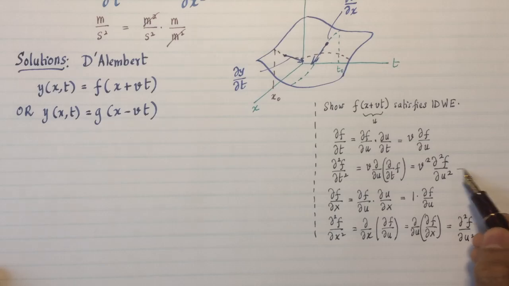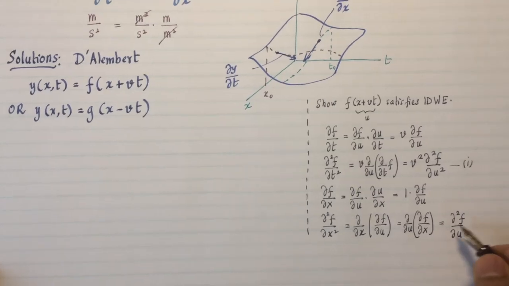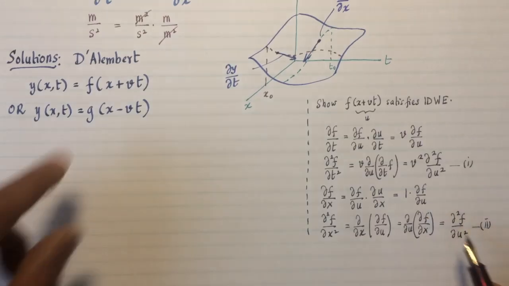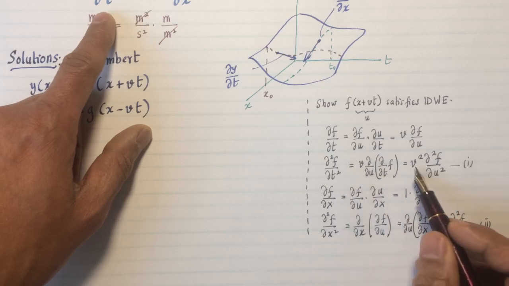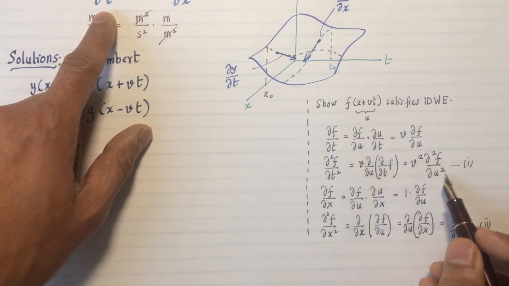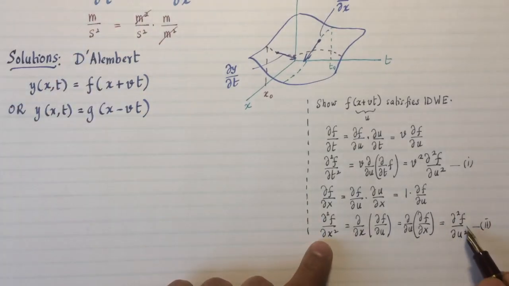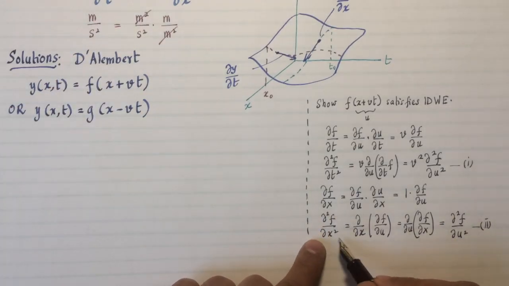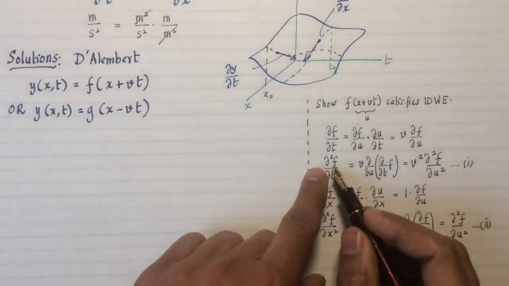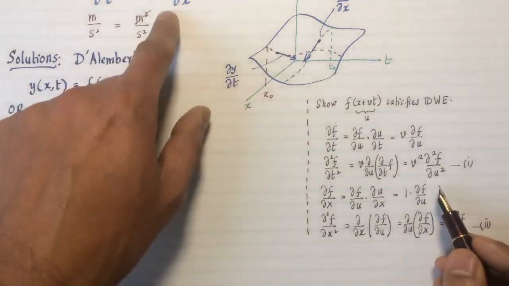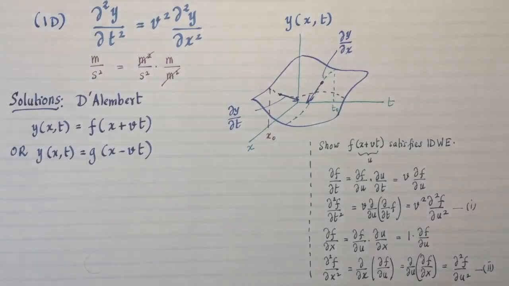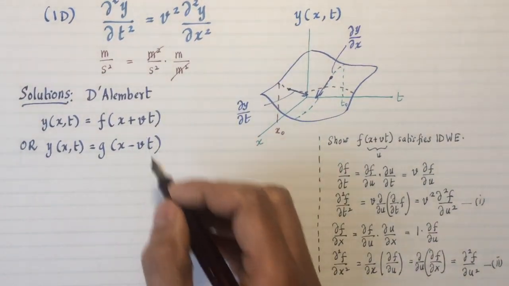So comparing this equation, which I'll call Roman 1, and this equation, which is Roman 2, I can see that it immediately satisfies this, because del 2f over del t squared is v squared times del 2f over del u squared, and del 2f over del u squared is precisely del 2f over del x squared. So if you put that there, then I get del 2f over del t squared equals v squared del 2f over del x squared, which is exactly the wave equation here. So that satisfies it, and similarly this satisfies it.